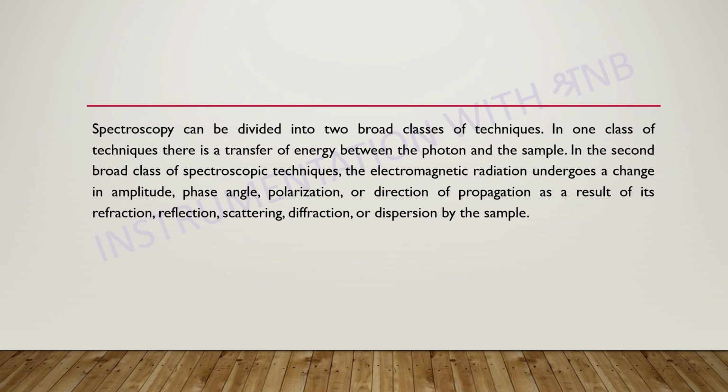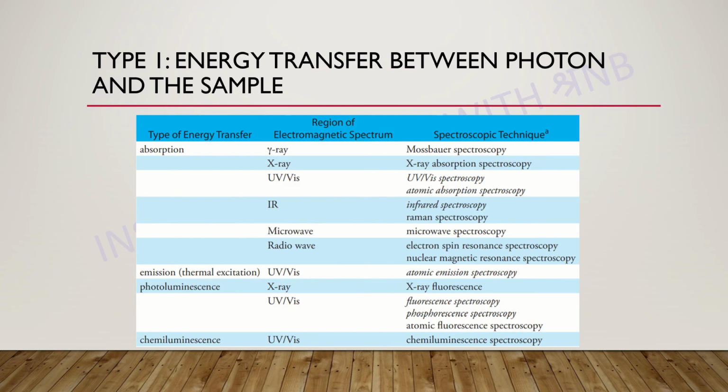Spectroscopy can be divided into two broad classes. In one class of techniques, there is a transfer of energy between the photon and the sample, and in the second class, the electromagnetic radiation undergoes a change in amplitude, phase angle, polarization, etc. But there is no transfer of energy between the photon and the sample. Type 1, energy transfer between photon and the sample. I have already discussed the types of energy transfer, that are absorption, emission, photoluminescence and chemiluminescence.